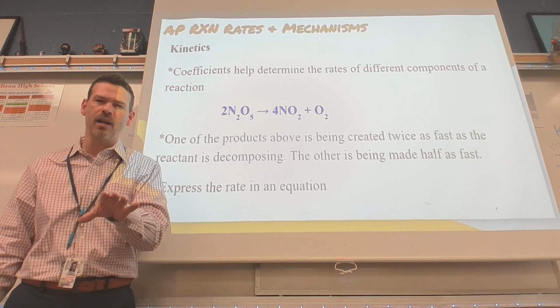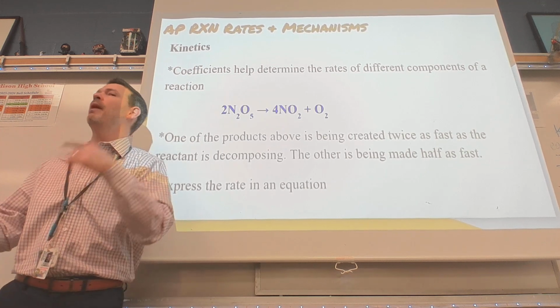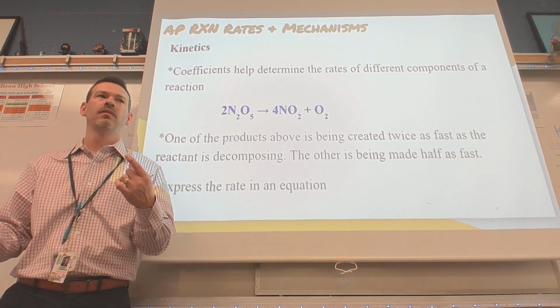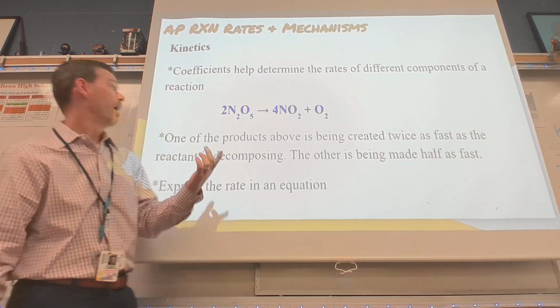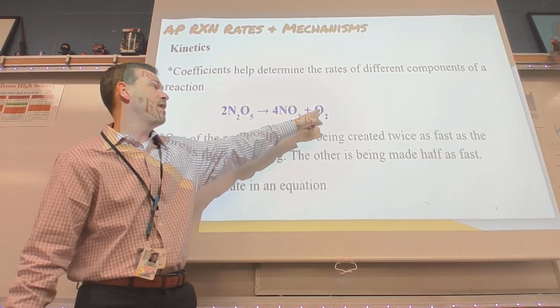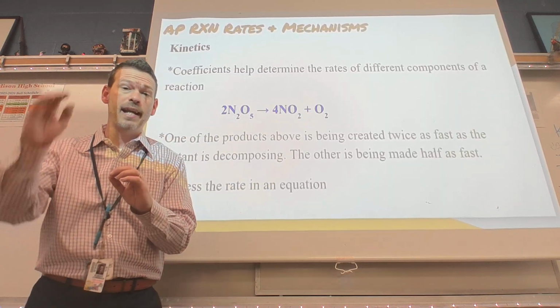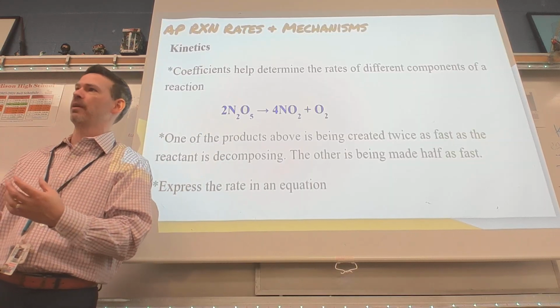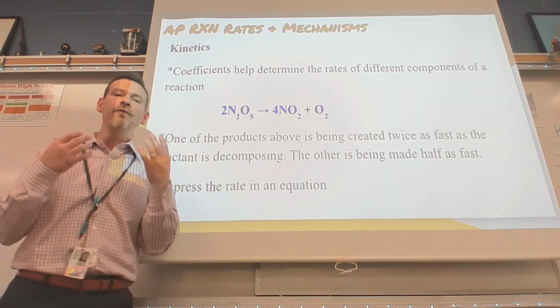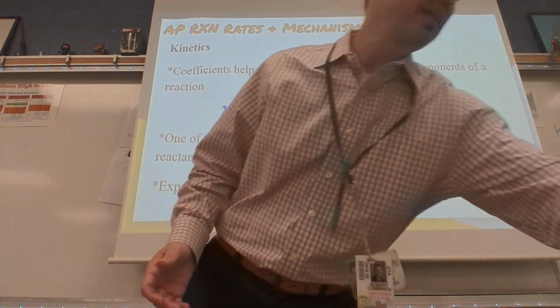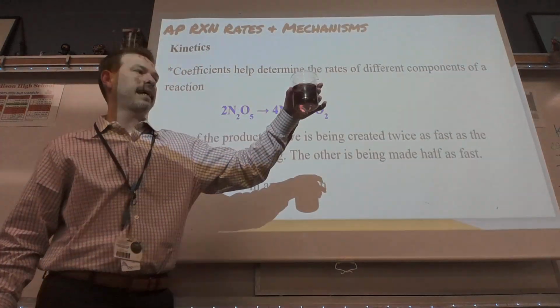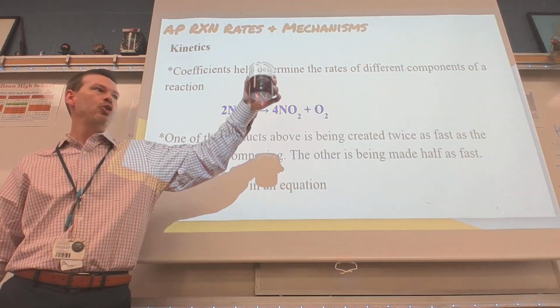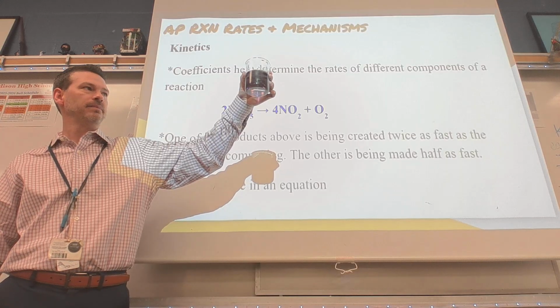2 to 4, twice as fast. There is kinetics there. What's true about the other product then? Half as fast. Yeah, it's a 2 to 1. So this oxygen is being created half as fast as the reactant is decomposing. So we've always been able to assign kinetic information to coefficients.